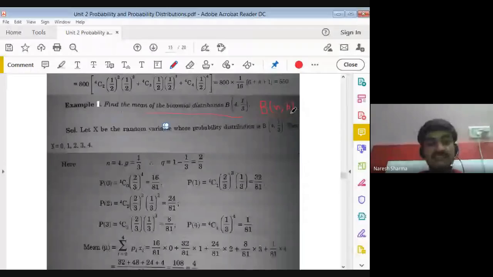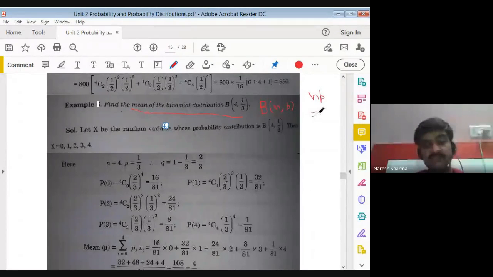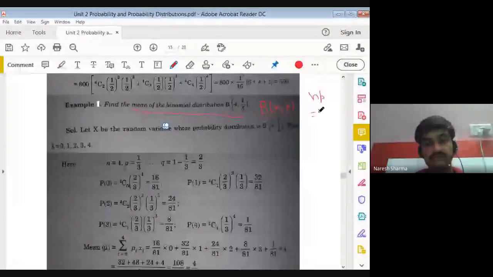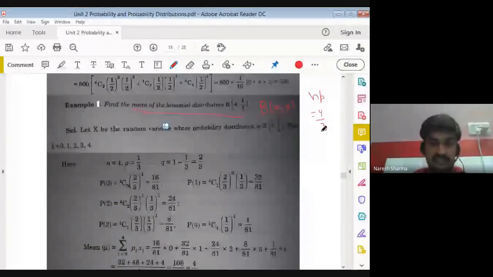So if we are interested in finding the mean, we know that the mean is n into p. Just multiply these two values. That is 4 by 3, which is your required result. But if a question asks to find the binomial distribution first, and then find the mean, then we have to do some calculation work.